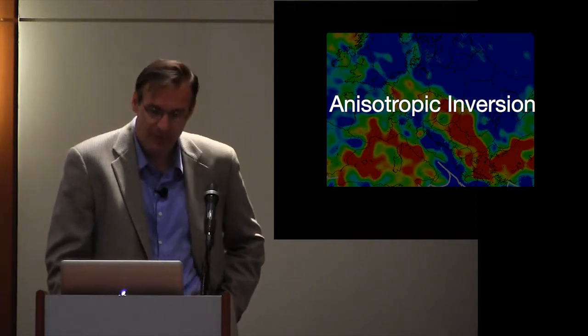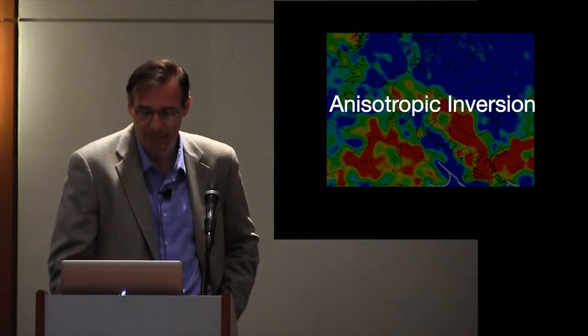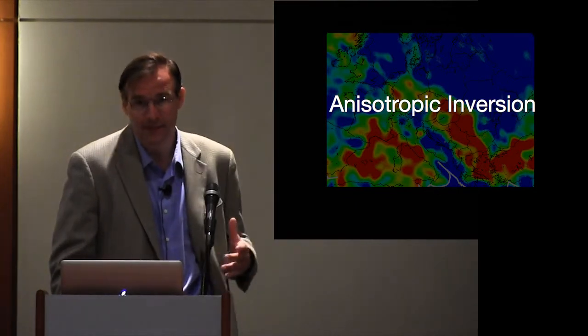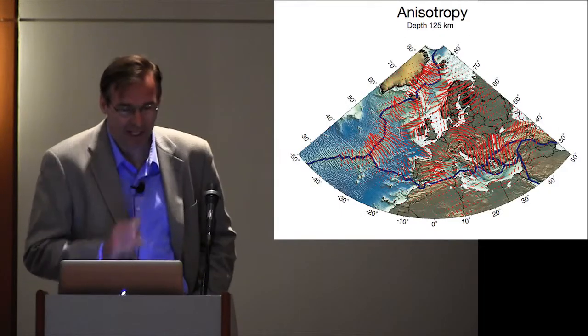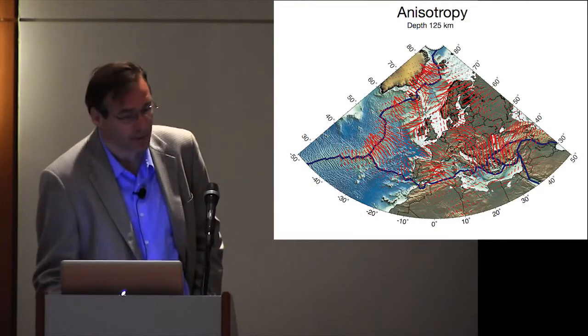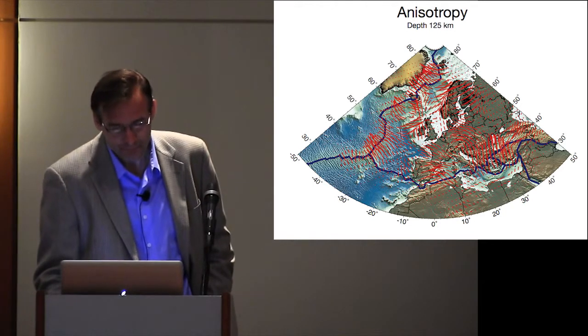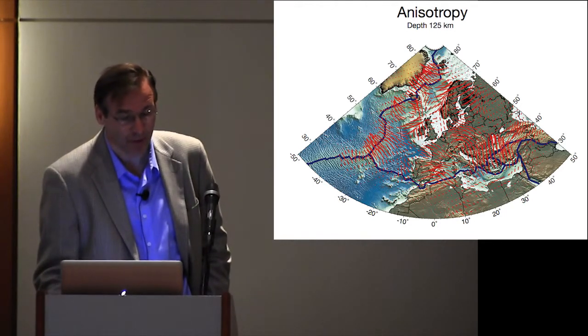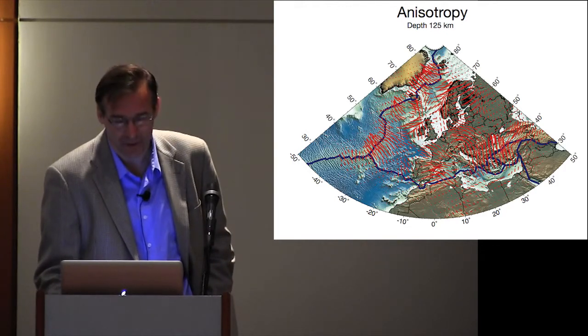So we've just recently started to look at anisotropy, a directional dependence of the wave speed, and that's readily accommodated in these types of adjoint methods. So a couple of slides just to illustrate how that works. This is anisotropy at a depth of 125 kilometers. The red lines denote the direction of the anisotropy, and their length denotes the magnitude.